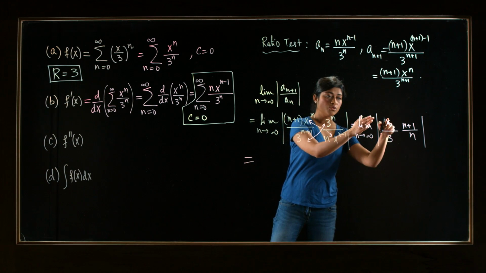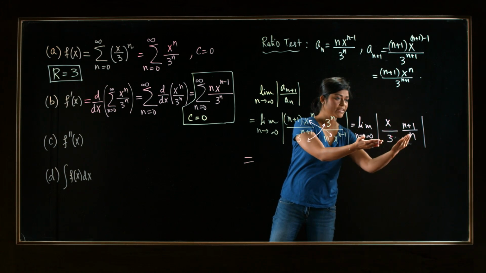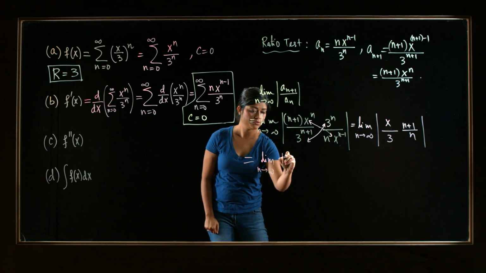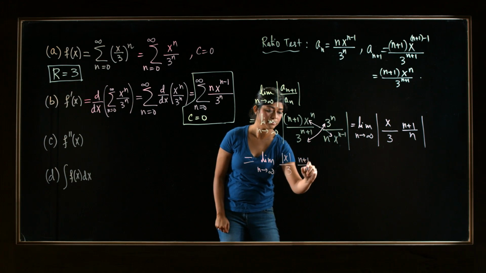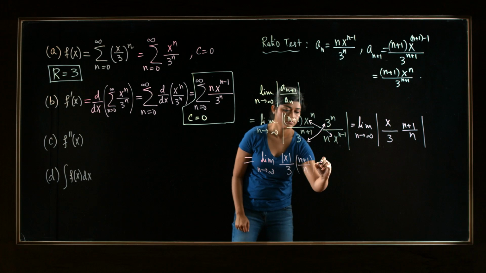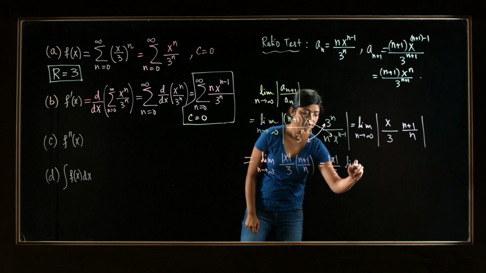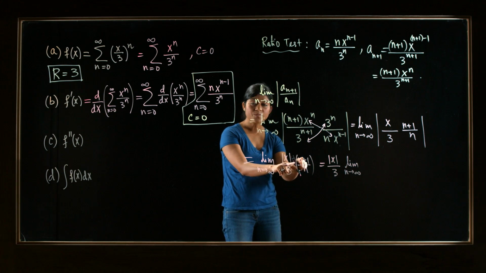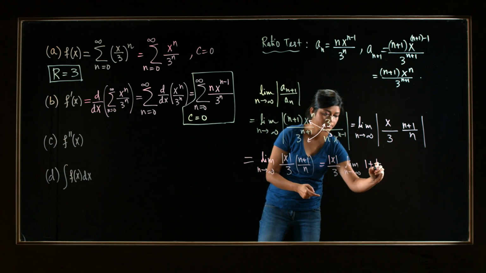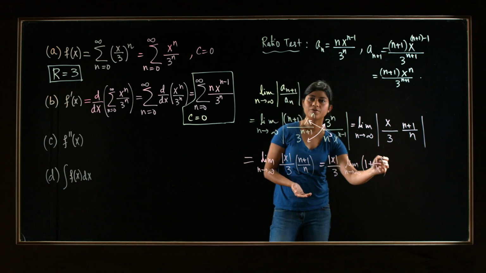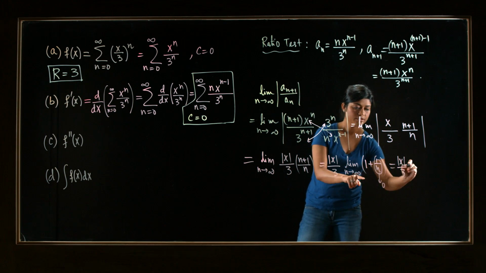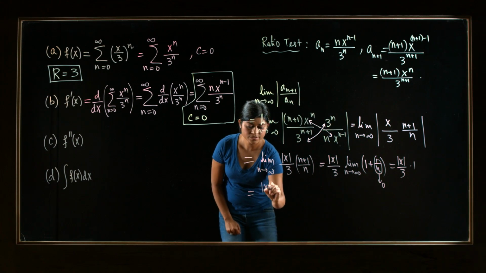The absolute value should only be applied to x because x can have negative values, but everything else, the 3 and n's, are all positive. So we have the limit of absolute x over 3 times n plus 1 over n. And notice that this is a limit on n, so absolute x over 3 is just a constant and you can pull it outside. So you have absolute x over 3 and you take the limit on just the n plus 1 over n. Now I'm rewriting this expression because you can divide both these terms by n. So you have n over n, which is 1, plus 1 over n. And you know that as n goes to infinity, 1 over n will go to 0, right? So your limit will turn out to be absolute x over 3 times 1, which is absolute x over 3.